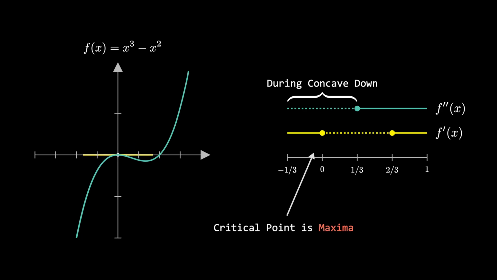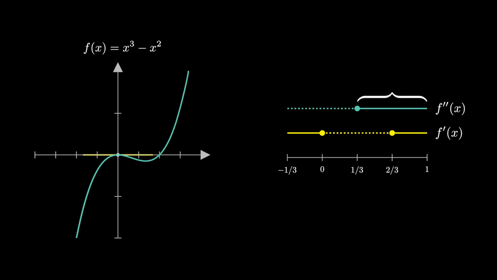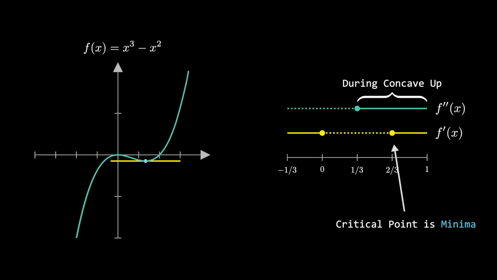On any interval where f is concave down, all critical points in that interval are going to be maximums, and any concave up intervals, well, any critical points in there from f prime are going to show minimums, and you can find out intuitively why.